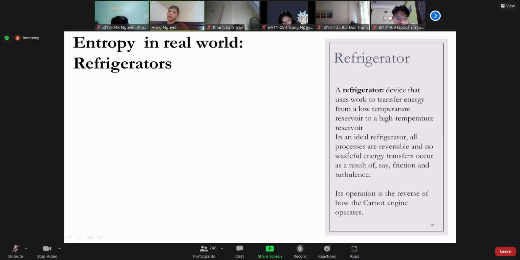Now we continue to see the refrigerator. We consider a perfect refrigerator. I'm sorry, not perfect. We consider our ideal gas working in a refrigerator. Then, if we consider an ideal refrigerator, I mean there's no wasteful energy. Okay. So the refrigerator will operate as a Carnot engine, but reversely.